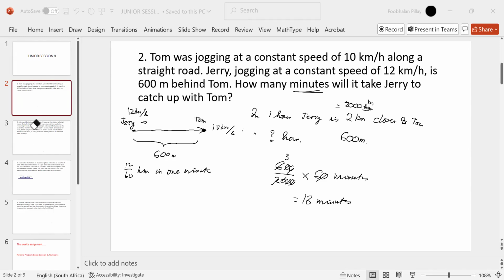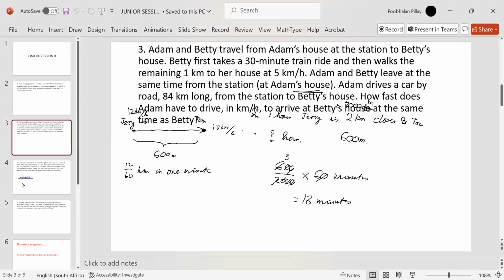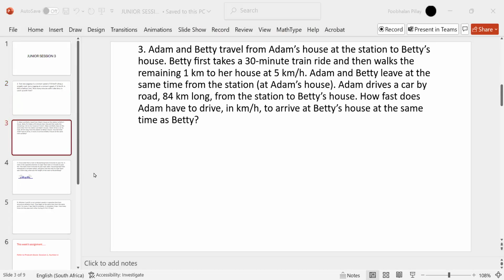Okay, so this is how you do this problem. You imagine that the one person is traveling at 2 kilometers per hour faster than the other person, and then you see how much time it takes to catch up with him. So let's get on to the next problem. All right, the next problem.